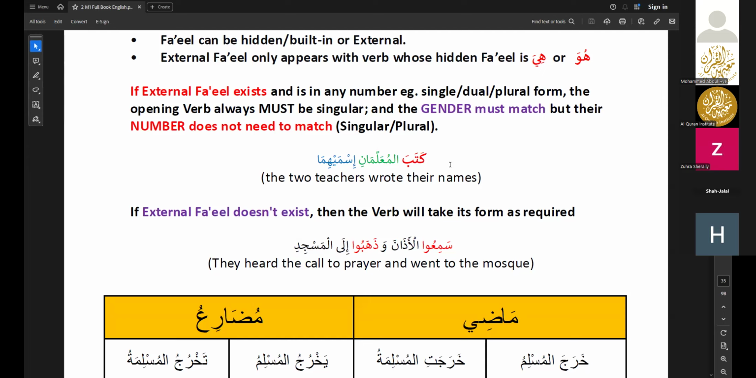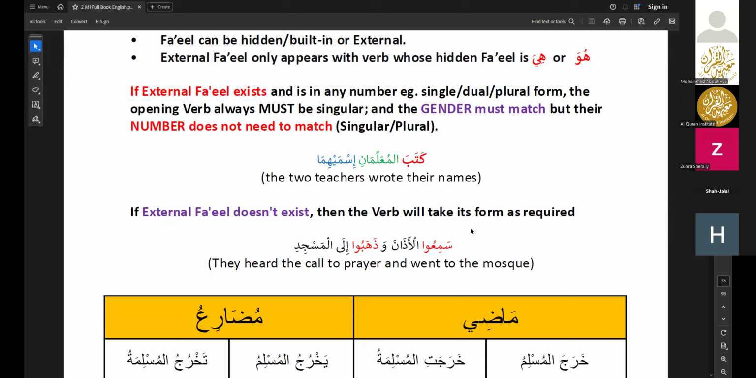Yes, I've understood. But my question is, you said that kataba must match with only gender and not number. So kataba doesn't match with Allah. Yeah, okay. But here it's plural. So Sami is plural. I don't know if you understand. Like kataba, and it's mufrad. It's mufrad. So it doesn't.